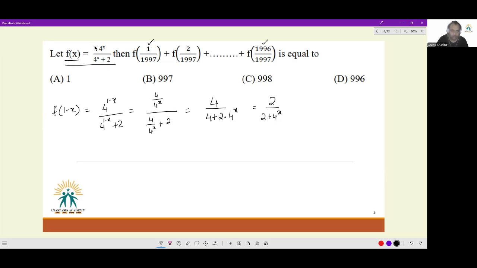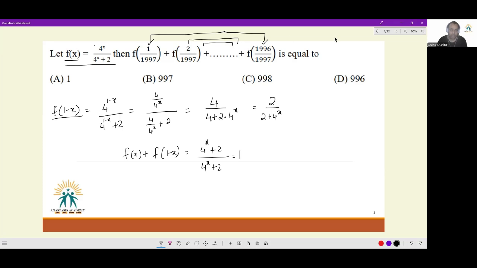So f of x is this, f of 1 minus x is this. So f of x plus f of 1 minus x will be equal to 4 raised to the power x plus 2, because the denominator is identical in both cases, divided by 4 raised to the power x plus 2, which is equal to 1. Which means every pairing, first term and the last term, second term and the second last term, third term and the third last term, or every pairing that I make, I will be getting 1 every time.